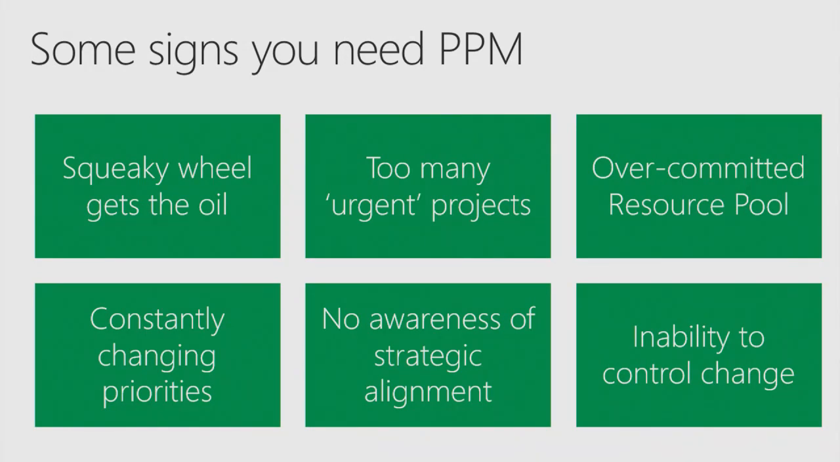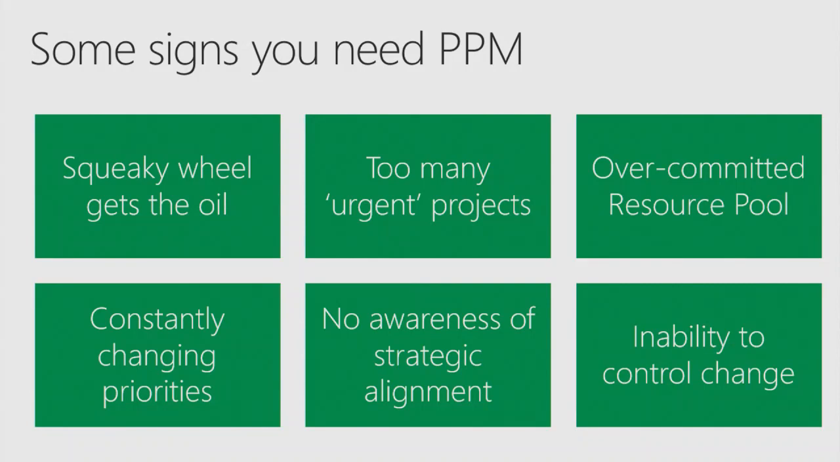Yeah, too many urgent projects. Everything needs to get done, but how do you pick the right projects? Overcommitting your resource pool. If you don't understand what your resource capacity is relative to the demand, you're probably going to overcommit and then not deliver on all of the projects, and therefore you're not going to realize the value that you set out to get by investing in those projects.